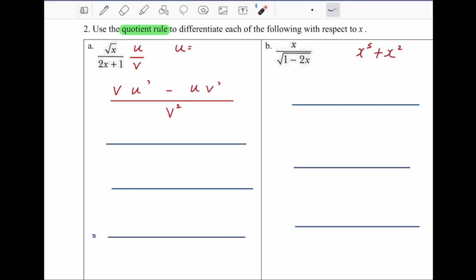In this video, I'm going to demonstrate how to apply the quotient rule for differentiation. When do we apply the quotient rule? When you have the unknown, in this case x, in both your numerator and also your denominator. That's when you apply the quotient rule.